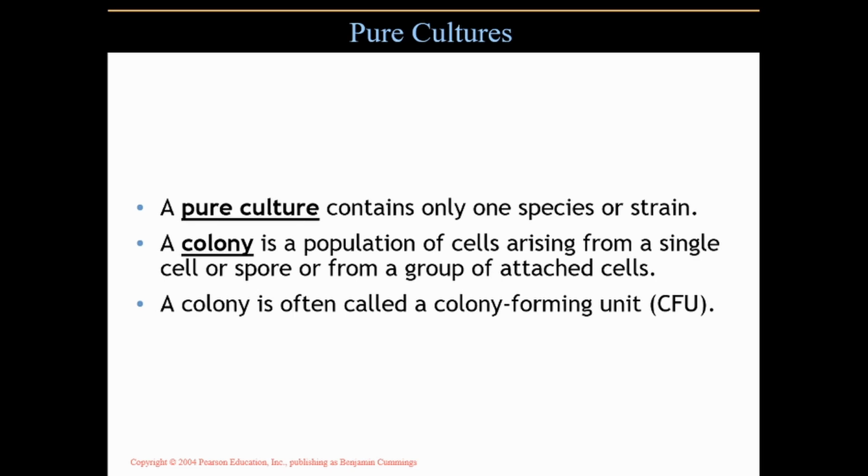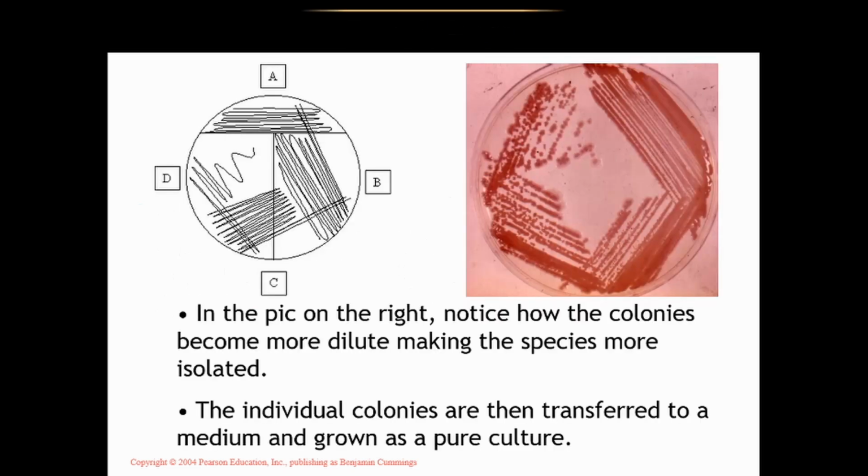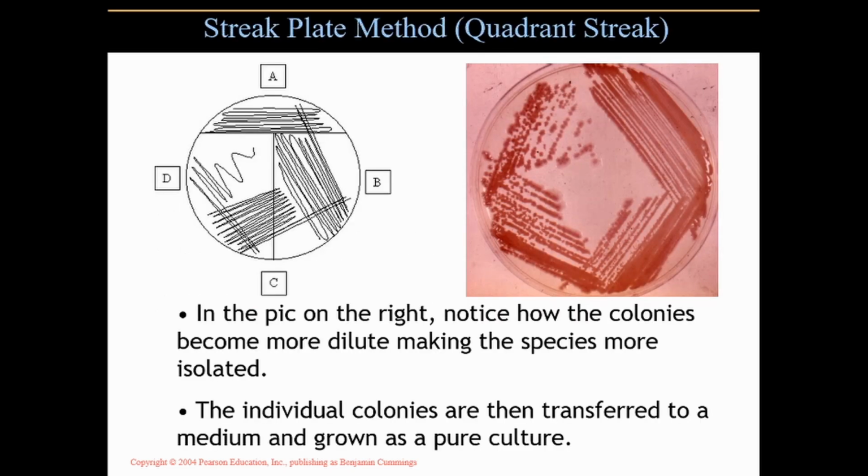A colony is a population of cells, I mentioned that earlier, a group of thousands of cells growing on a particular medium. And a colony is often called a CFU, or a colony forming unit. One way to get a pure culture is by using what's called the streak plate method. And there are a few different streak plate methods. My favorite is the quadrant streak.